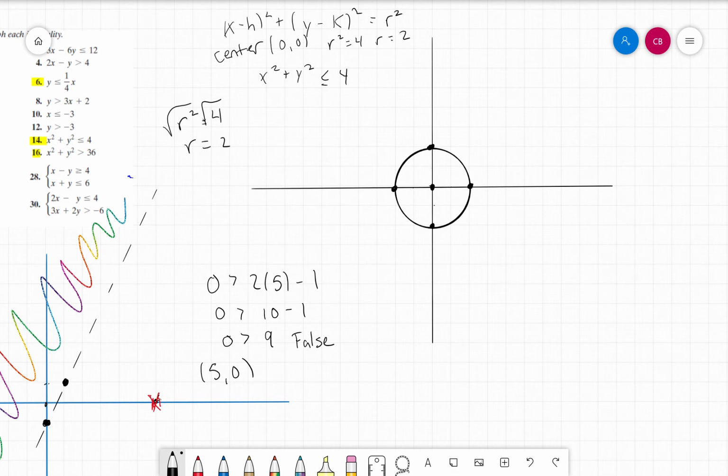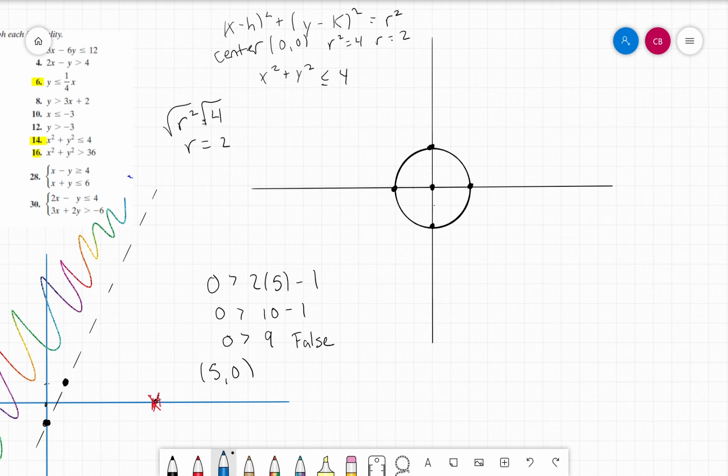And now we have shading to, oh, one other thing. Don't forget that if it was less than and not less than or equal to, we would have a dotted circle, so it would not have the solid line around there. So what I mean is your circle would look more like this instead. Okay, but that is obviously not the case in this example.